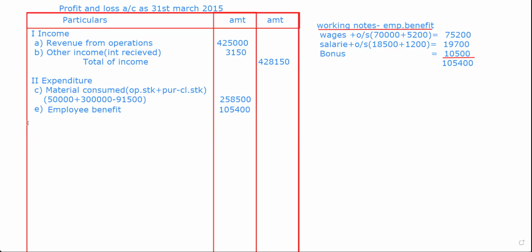And then I'm going to go with F. Now F is the finance cost. Finance cost, I already said very clearly, is anything which is of interest.